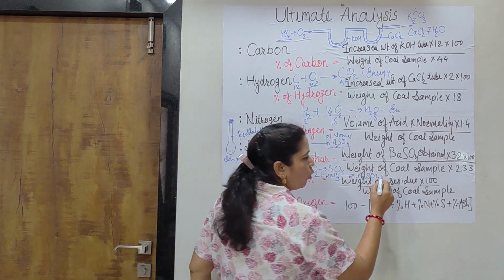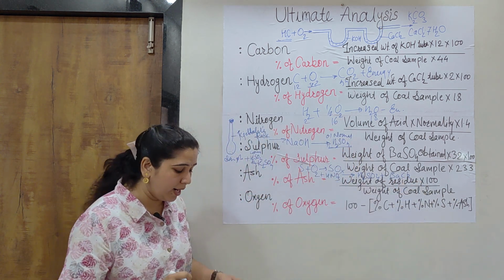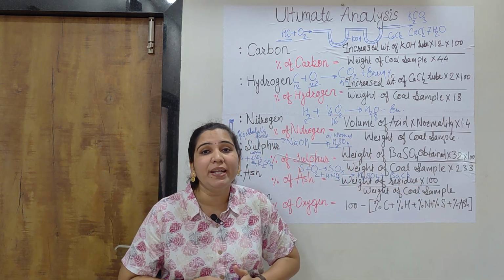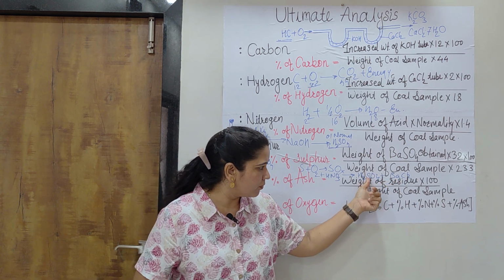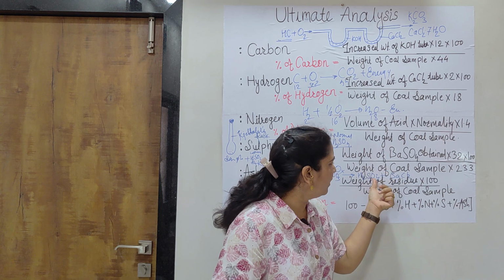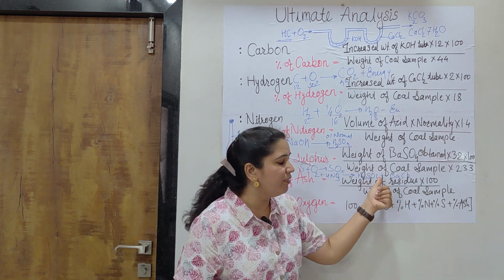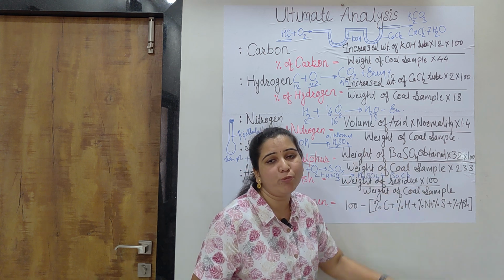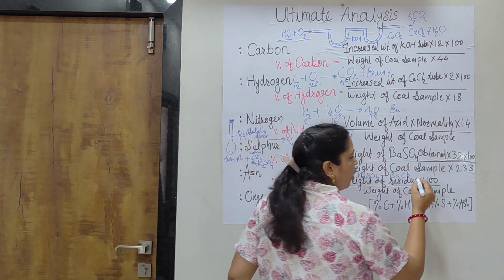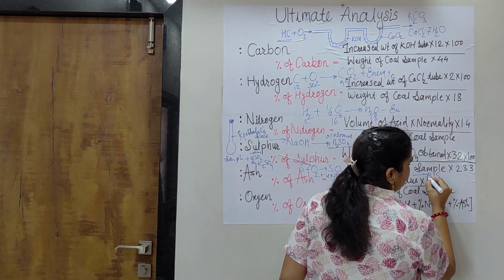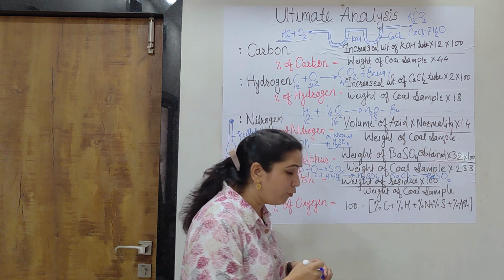For that, washings of BaCl2 will be given. Barium chloride is responsible for the formation of a precipitate of sulfur, forming barium sulfate. So when this barium chloride is treated with H2SO4, there is a formation of BaSO4. In the BaSO4, at last the sulfur will be locked. So we will just consider the weight of BaSO4.